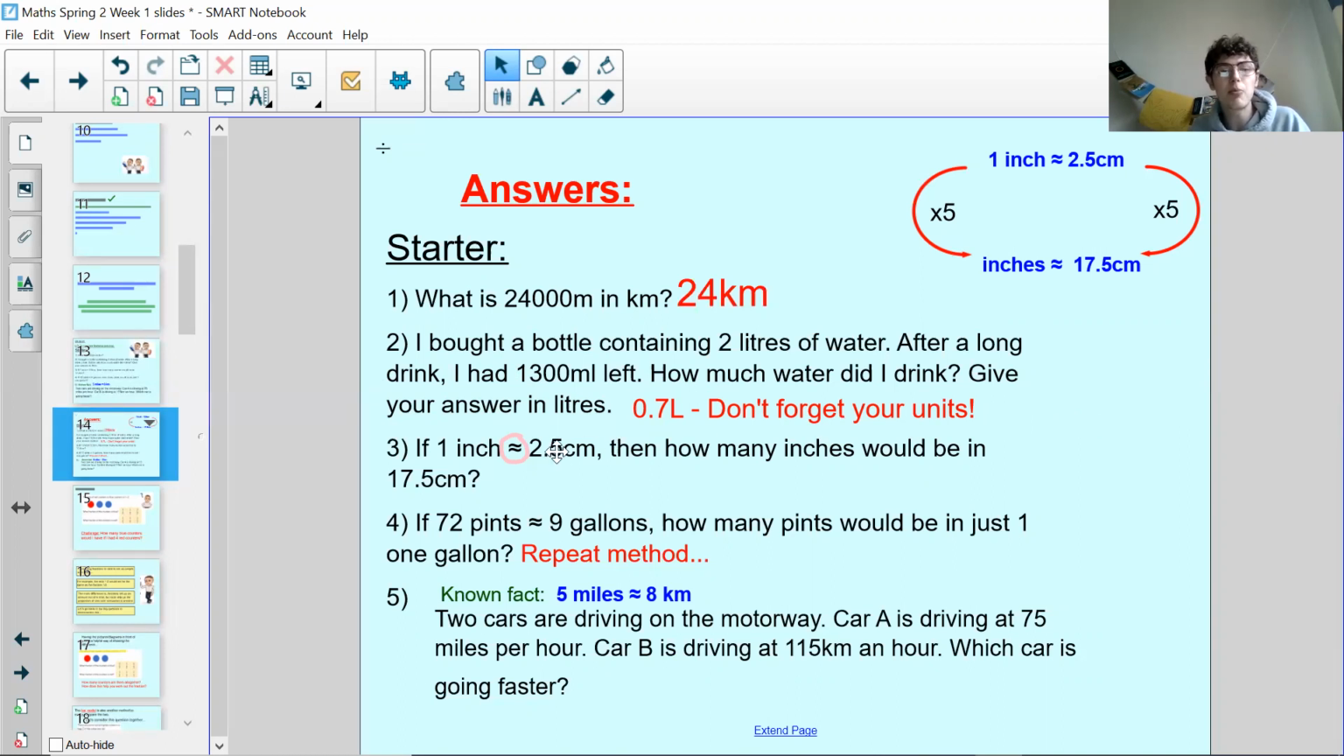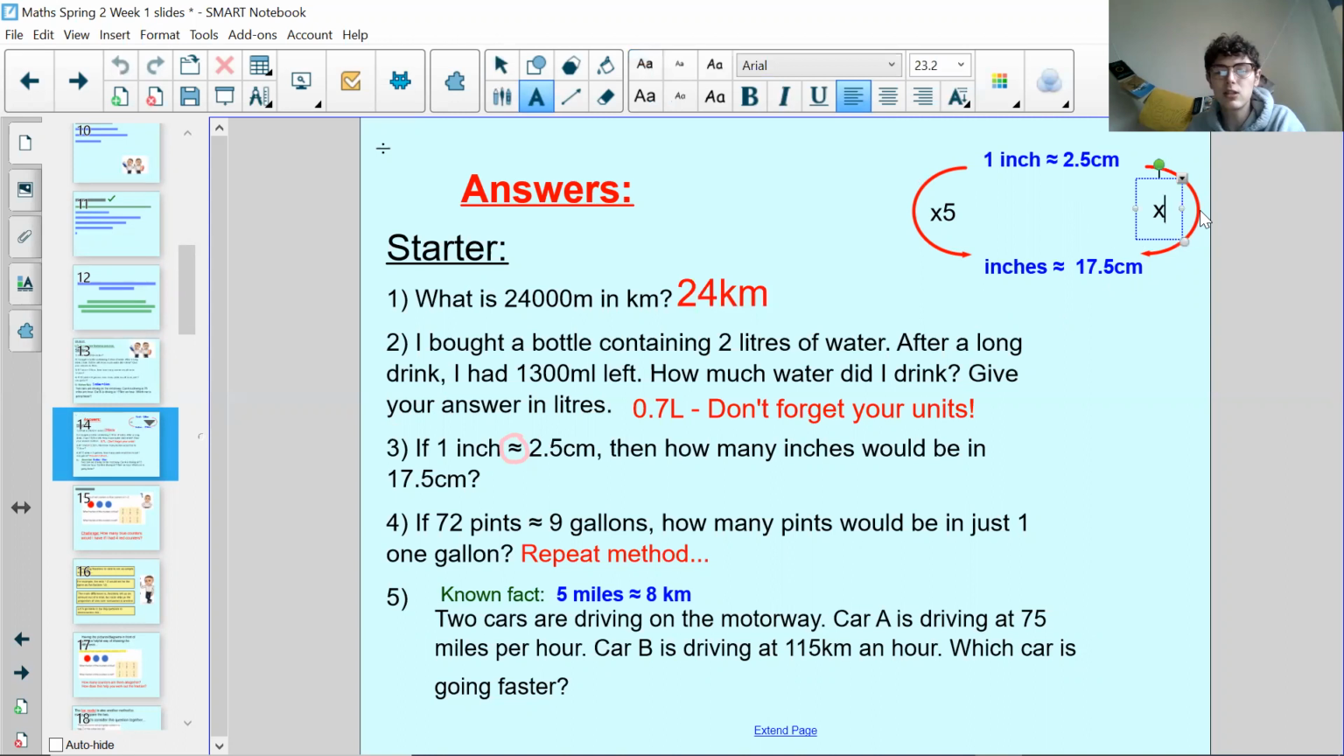Number 3. So if 1 inch is approximately equal, remember that's our approximately equal sign, to 2.5 centimeters, then how many inches would be in 17.5 centimeters? So you can see up in the right-hand corner here, I have put up the method which we were using last week. And at the top, I've got my rule, my known fact. 1 inch is approximately equal to 2.5 centimeters. Now I want to know how many inches are in 17.5 centimeters. So I've put that down here. Now, to get from 2.5 to 17.5, we have to times by, not 5, we have to times by 7, okay? We have to times by 7.